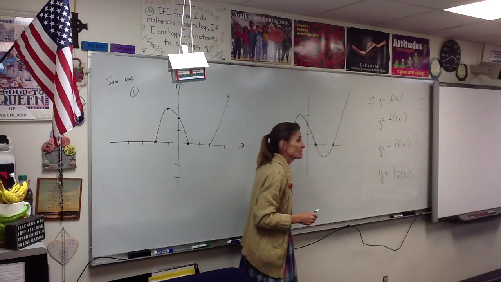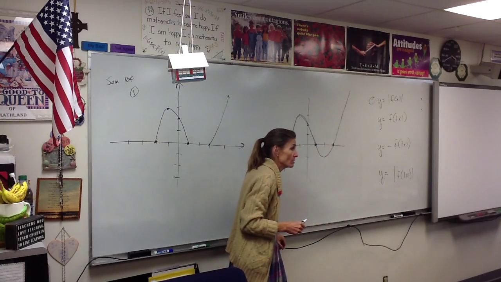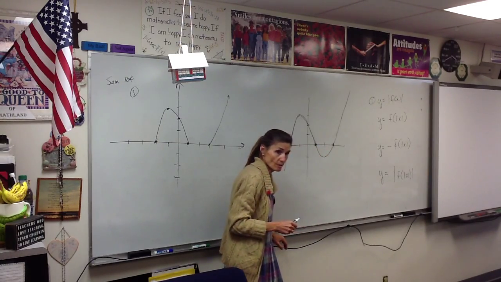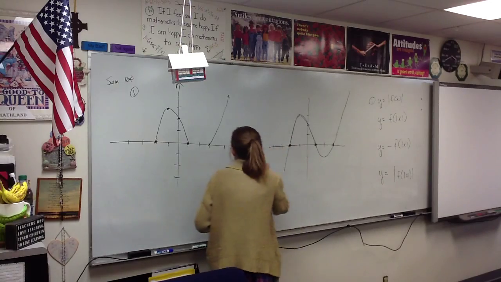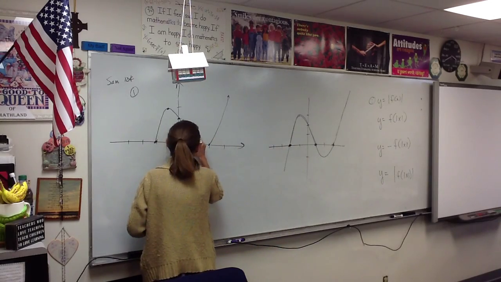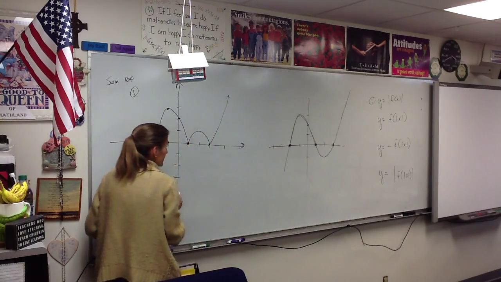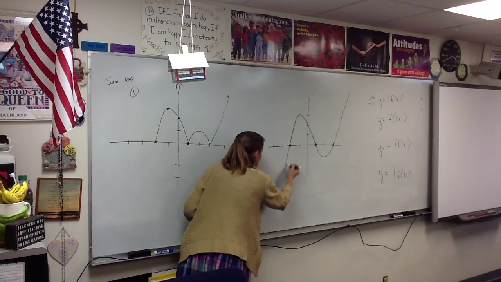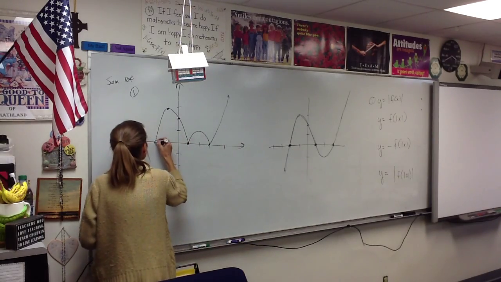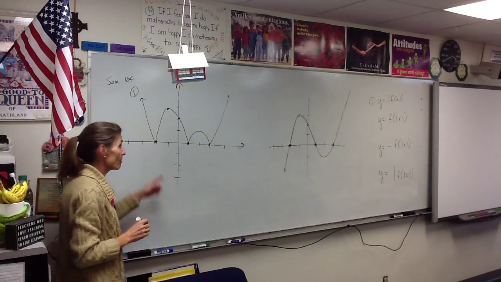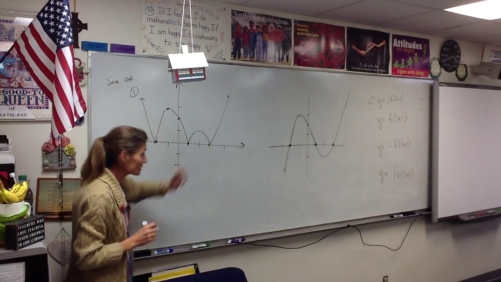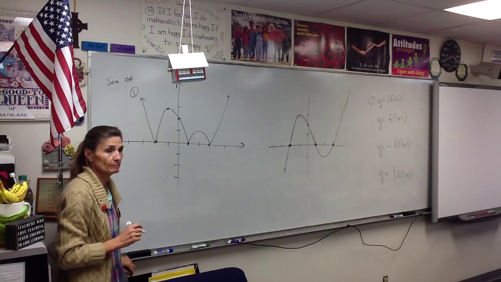Now what about the parts that are below the x-axis though? What has to happen to those? They have to get folded up. So that little bubble right there is going to get folded up. And this guy, instead of pointing down, is going to point up. There you go. That's a picture of the absolute value of that.